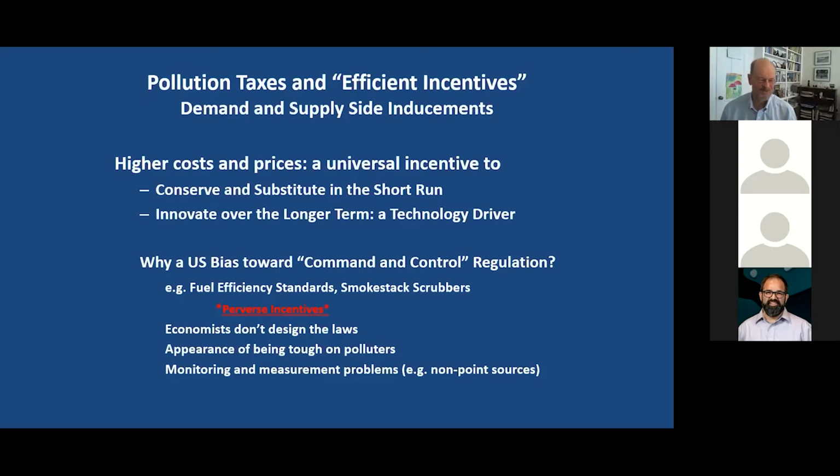What I don't mention on the slide, which is obviously important in this country, is taxes are anathema to many, many Americans. Anything that looks, smells, or tastes like a tax is bound to generate some resistance. Finally, I don't need to go into it today, but there are lots of pollutants where we can't really measure effectively what's coming out of a smokestack. Let's say in agricultural runoff, it's not easy to measure. And if you can't measure it, you can't put a tax on it.